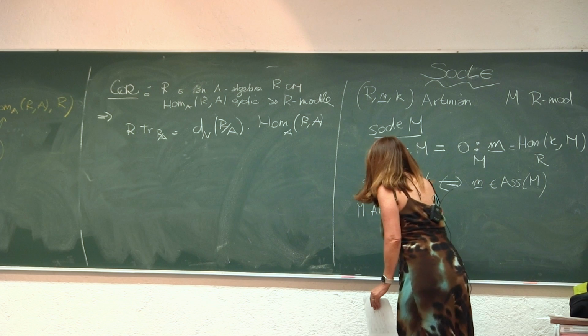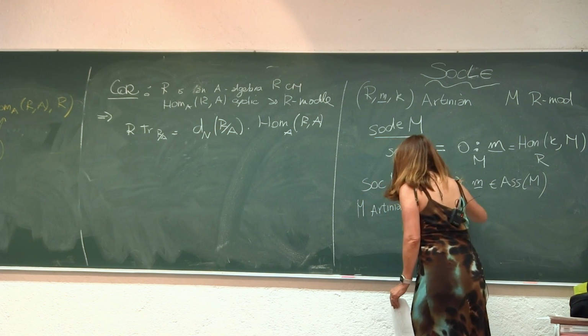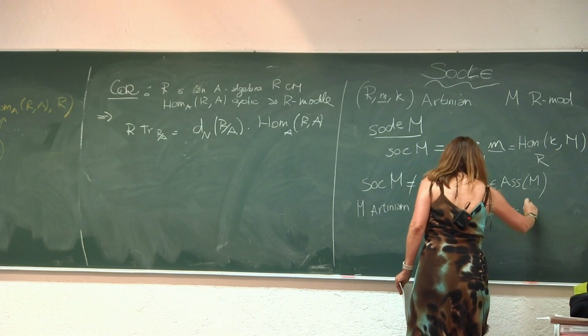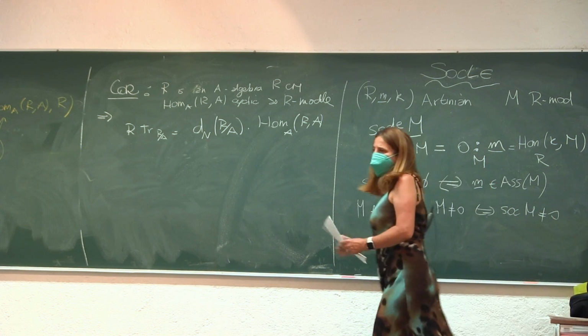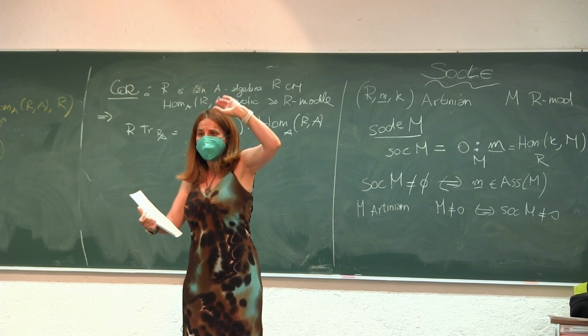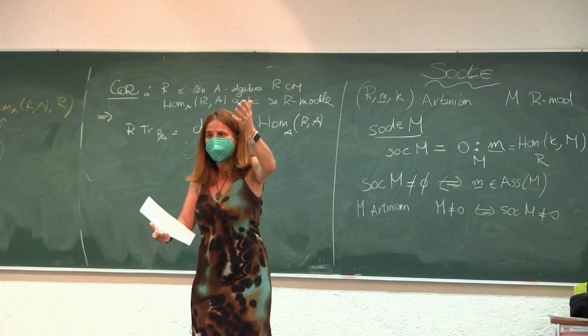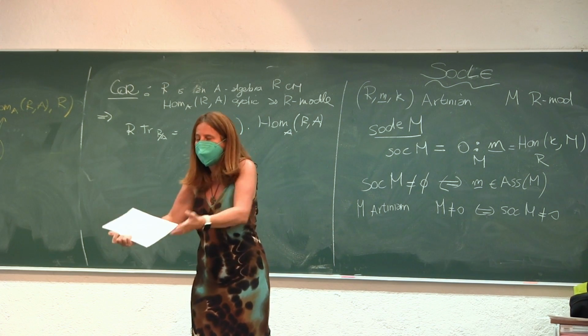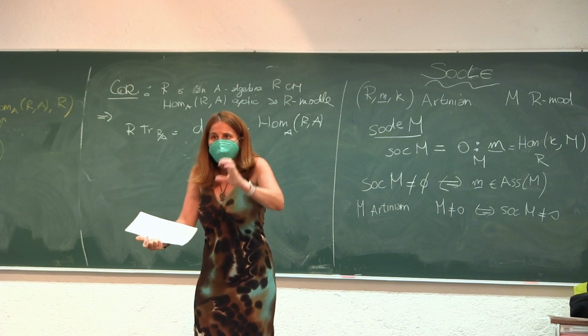And now, not only if M is Artinian, M is different from 0 if and only if the socle is different from 0. That's actually extremely useful, it can be used a lot of the time to show that something is 0. So if M is Artinian, the socle is very important. M is different from 0 if and only if the socle of M is different from 0.